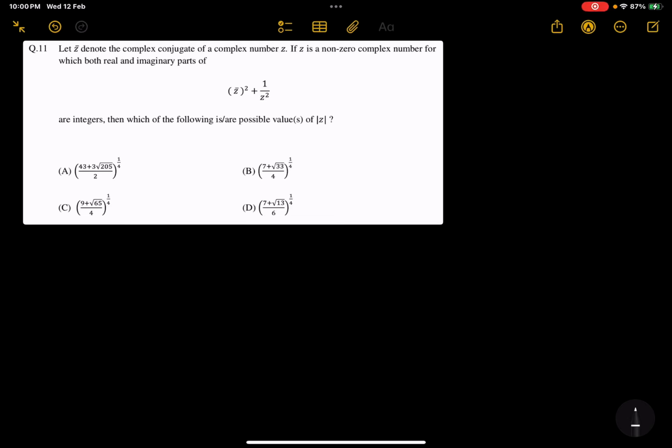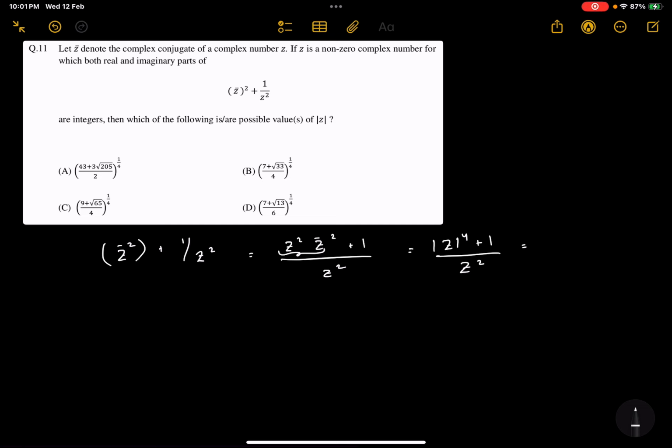To start this, what we'll do is we'll write this given expression as z square mod z bar square plus 1 by z square. So notice this becomes z square, because z square times z bar square is mod z to the power 4.